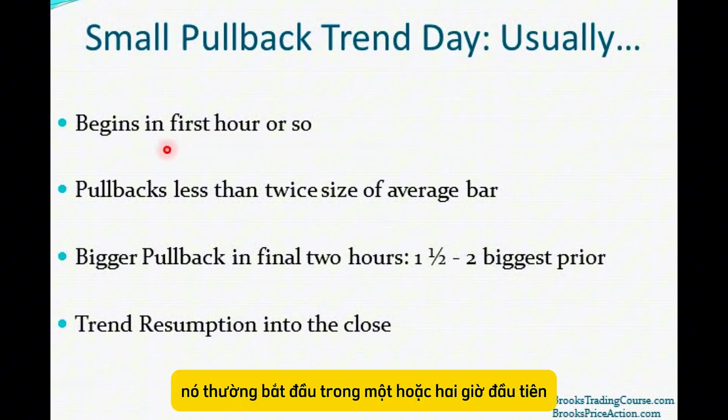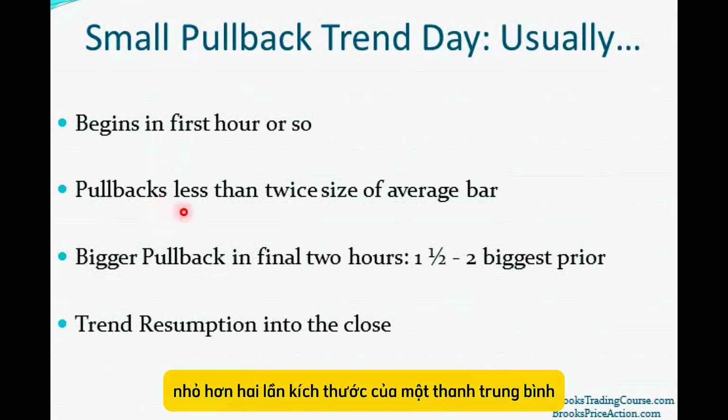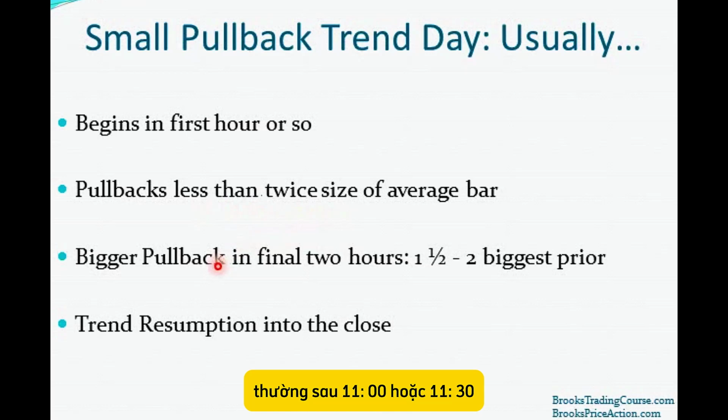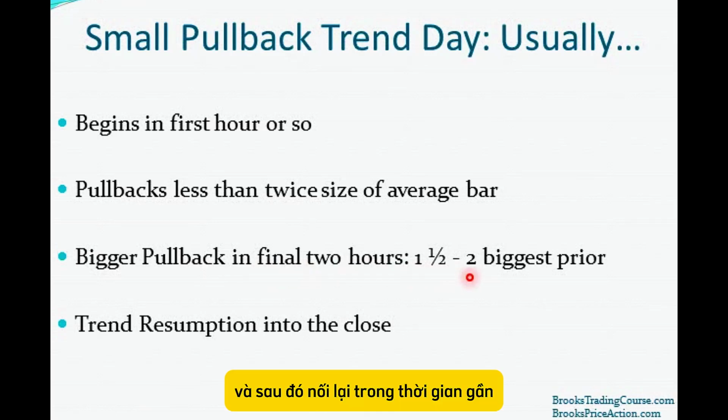It usually begins in the first hour or two, and the pullbacks are all pretty small, less than twice the size of an average bar. Usually after 11 o'clock or 11:30, you get a pullback that is 50% to 100% bigger than the prior pullback, and then a resumption into the close.